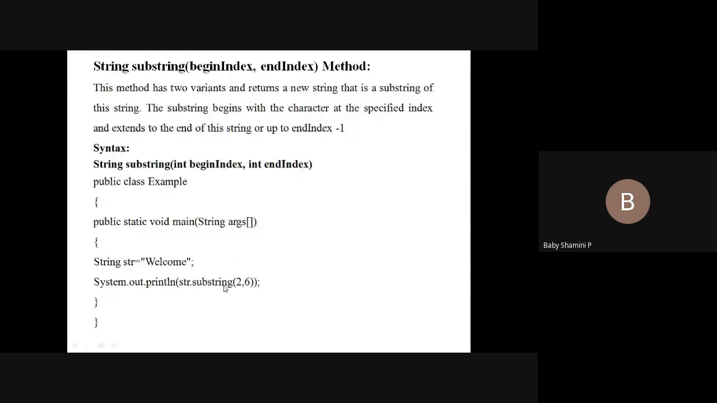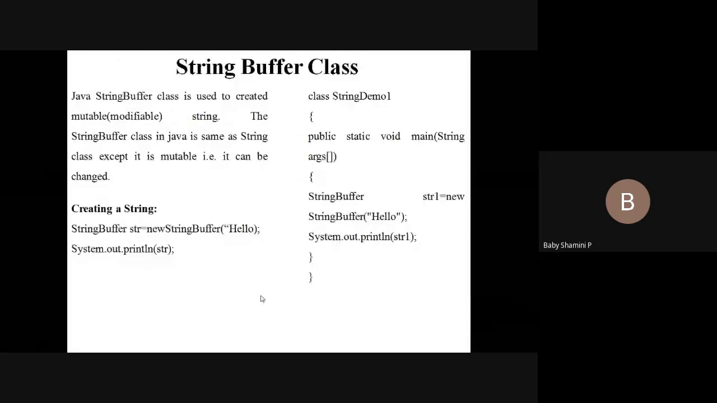See the example, string str equal to welcome. I am going to find a substring between the indexes starting from 2 and 6 minus 1, that is 2 to 5. It finds the substring from index position 0, 1, 2, that is 2 to 5th position. It excludes the last index and includes the first index. 2 to 5, it will print the output. In this way, we can find substrings. Before moving on, first I need to show the demonstration for all these things. Next we move to the string buffer concept.